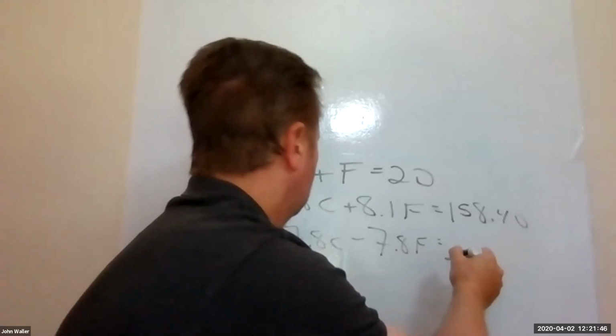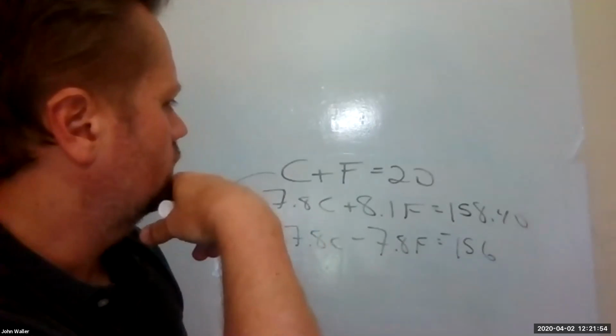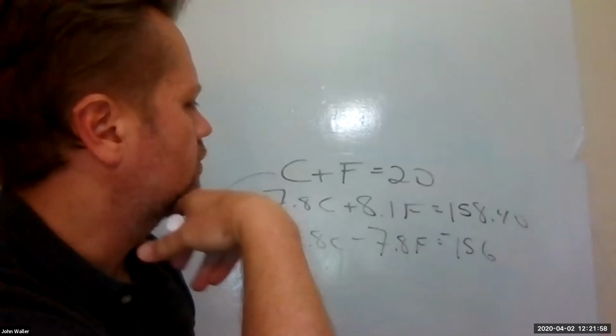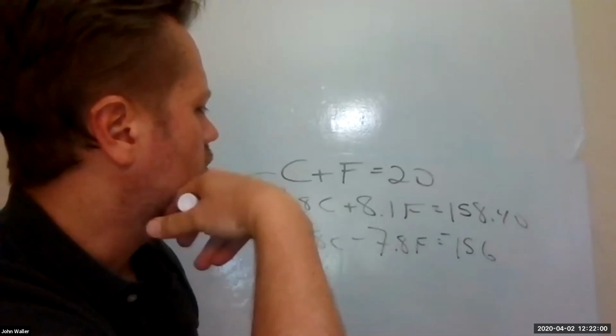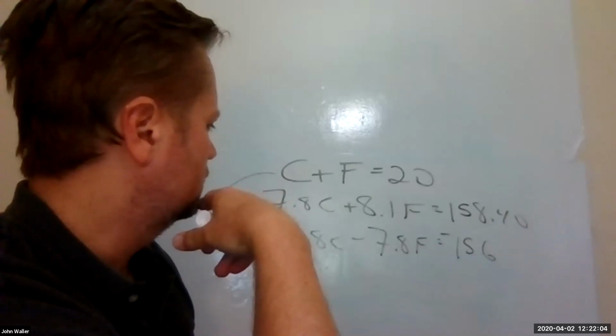Let's see. Yes. So then we eliminate the C's. 0.3 F equals... You get F as 8, don't you? I got F as negative 0.3.